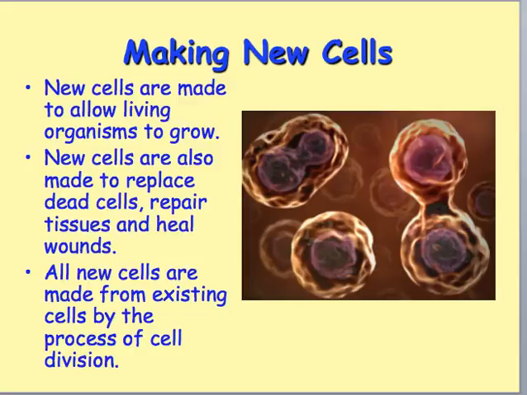Another reason why cells need to divide is we need to make new cells to allow living organisms to grow. We need new cells to replace any cells that have died, or to repair tissues that have got damaged, or to heal wounds. So all cells that are produced have to be made from existing cells, and that comes from the process of cell division.